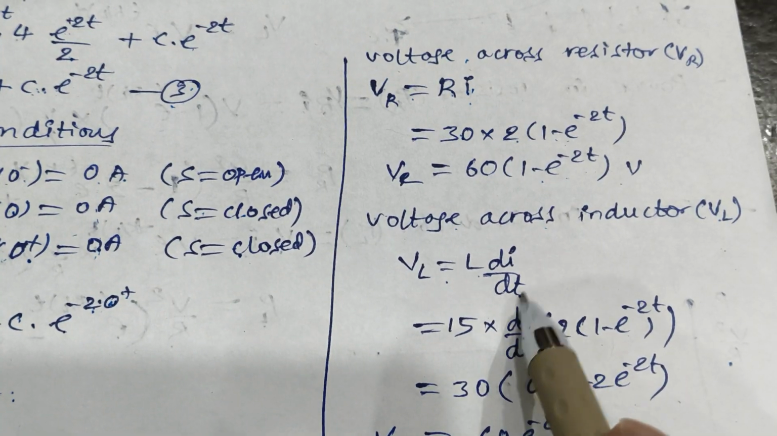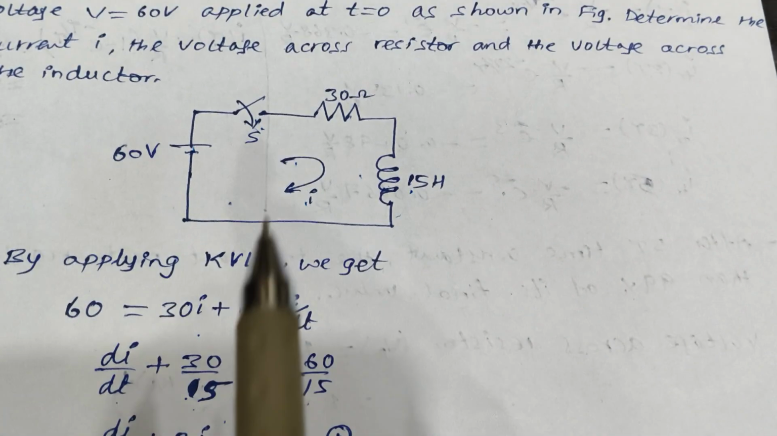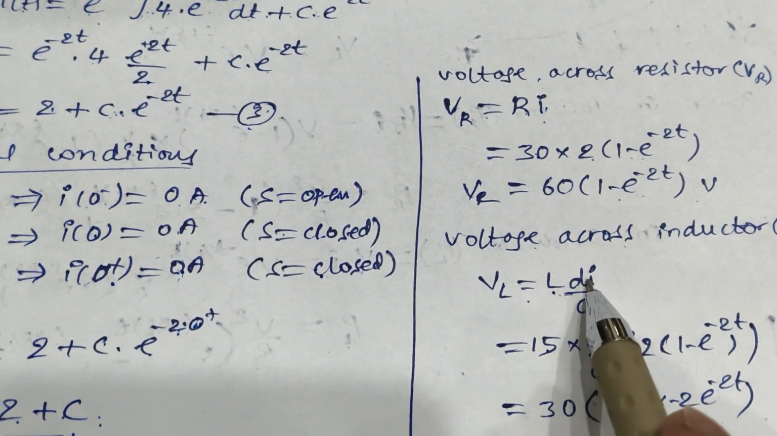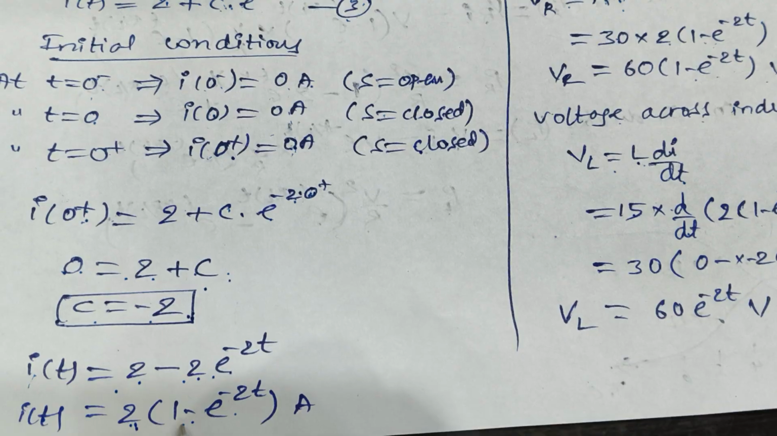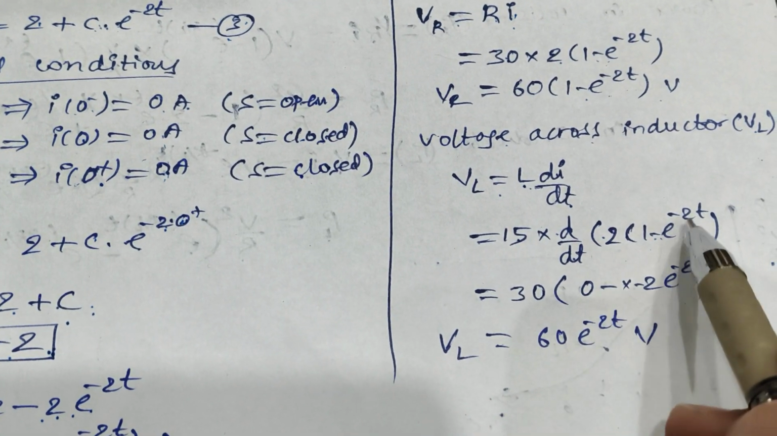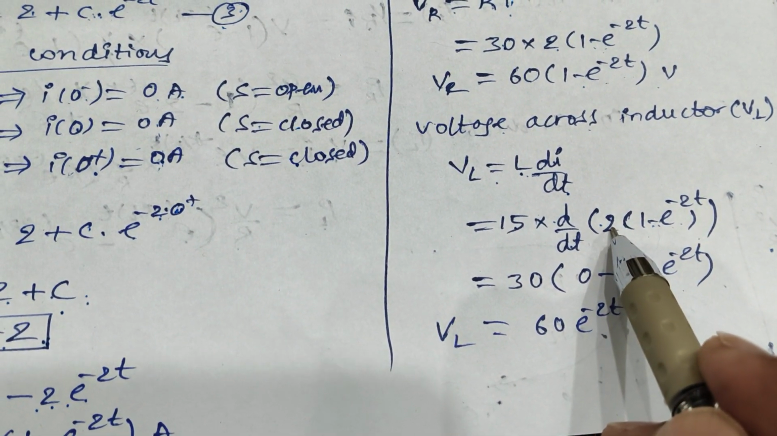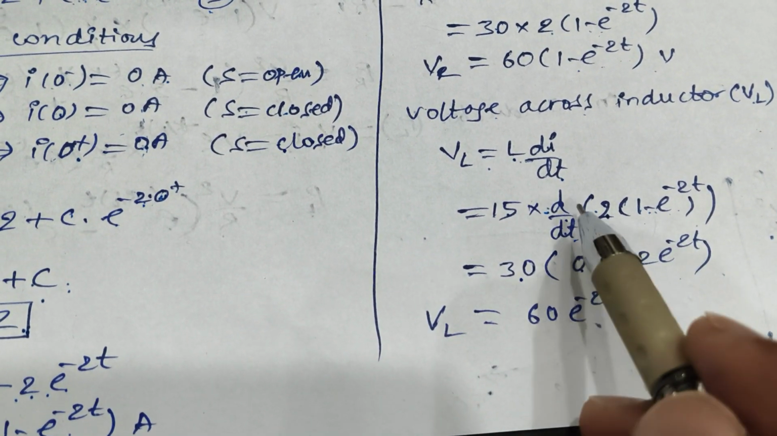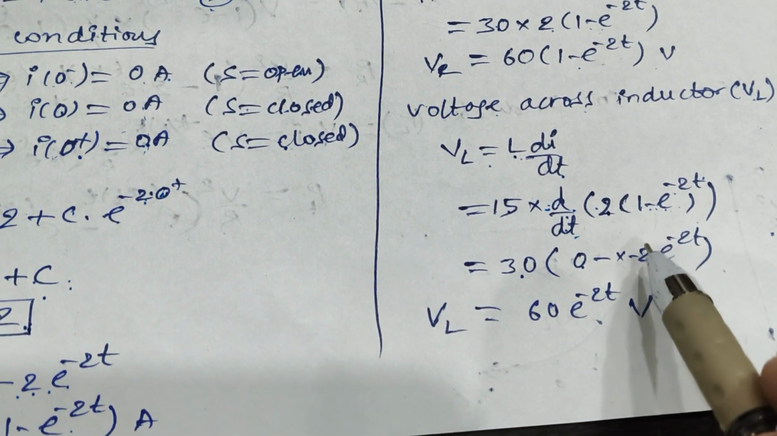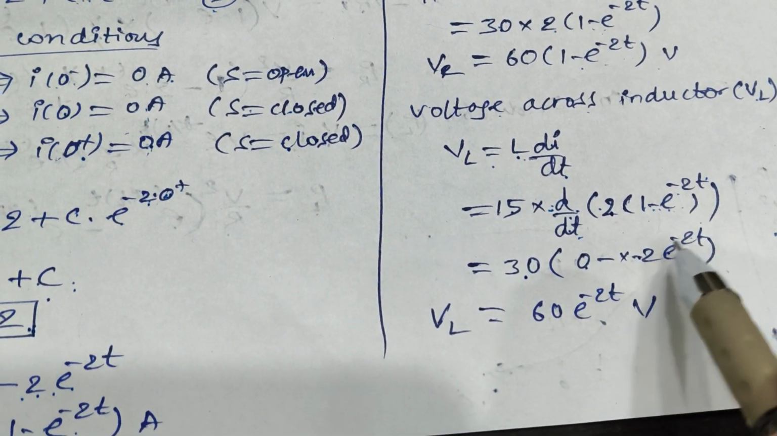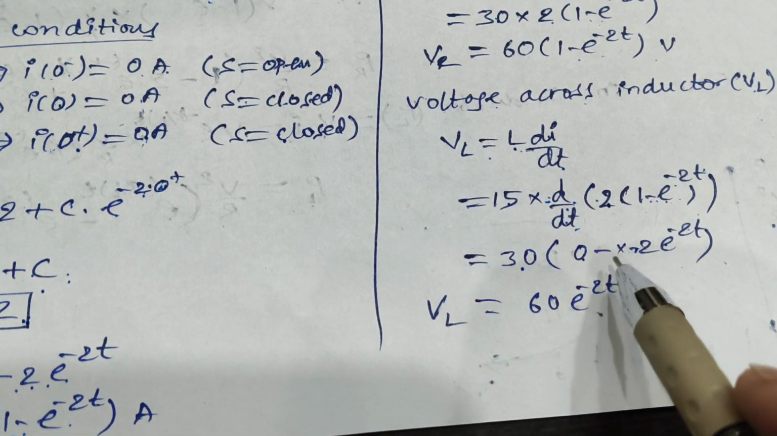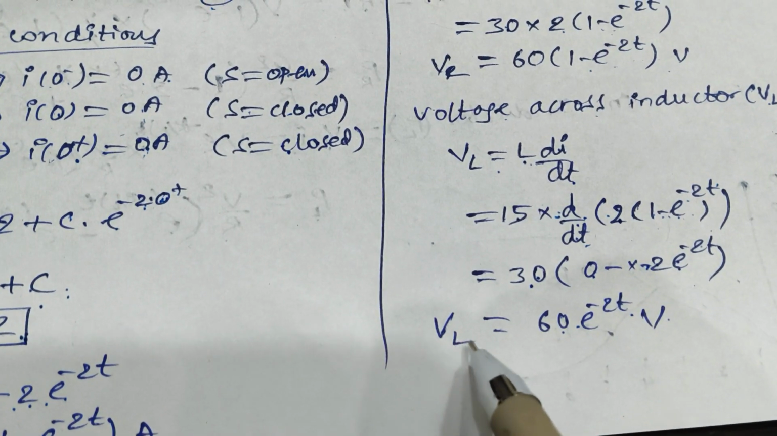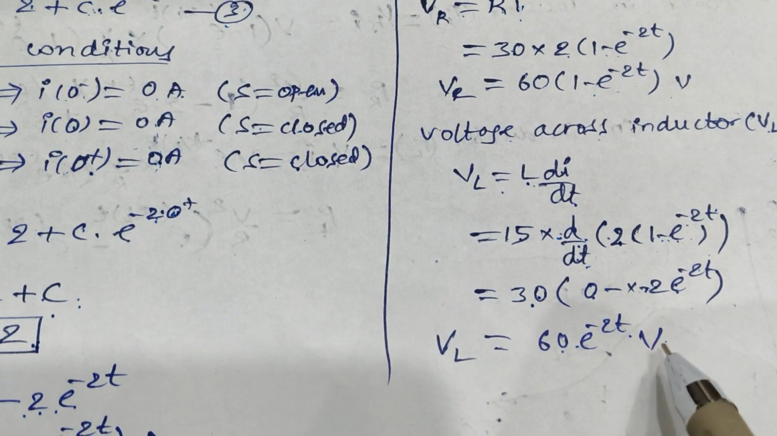Now we need to find out the voltage across inductance. VL is equal to L into di by dt. L is equal to, from the figure, 15 henry. 15 into d by dt of the i equation, which is 2 into 1 minus e power minus 2t. 2 is constant, that I will take out of this differentiation. 15 into 2 is nothing but 30. Differentiation of 1 is 0. Differentiation of e power minus 2t is nothing but minus 2 into e power minus 2t. Minus into minus will become plus. 2 into 30 is 60 into e power minus 2t volts. Voltage across inductance is nothing but 60 into e power minus 2t volts.